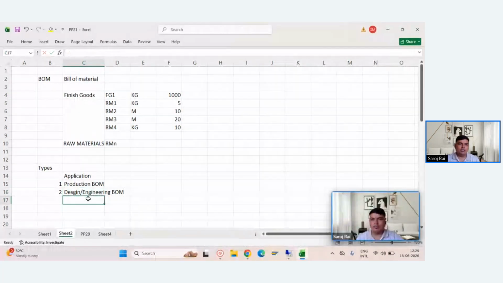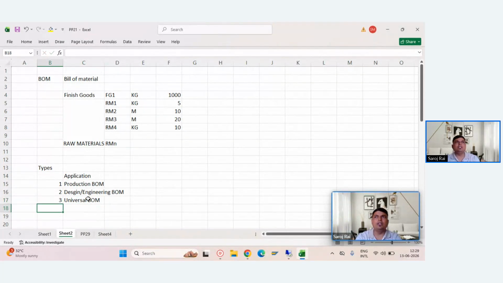So that will not be considered, only designing. Okay. Third is universal. The universal BOM, we can say, is a throughout BOM. It is independent of plant.